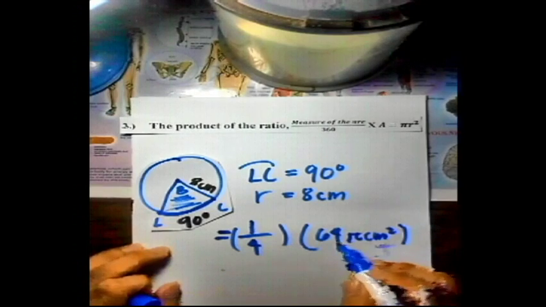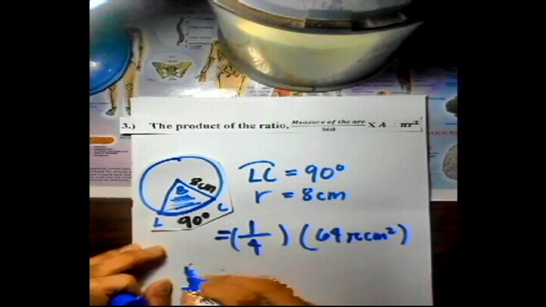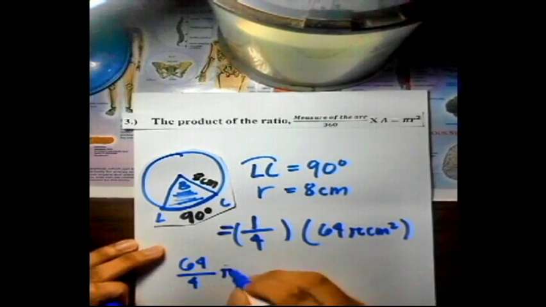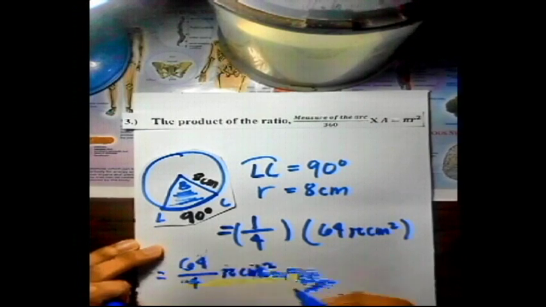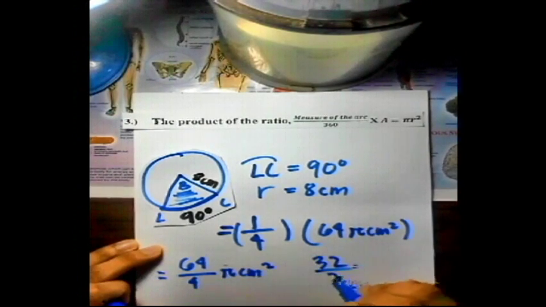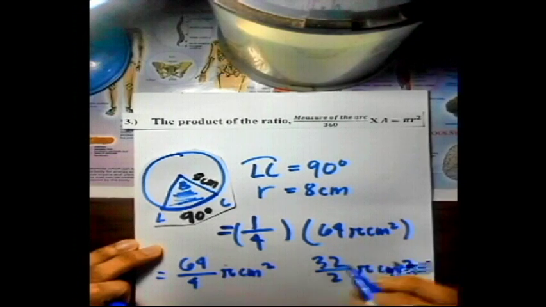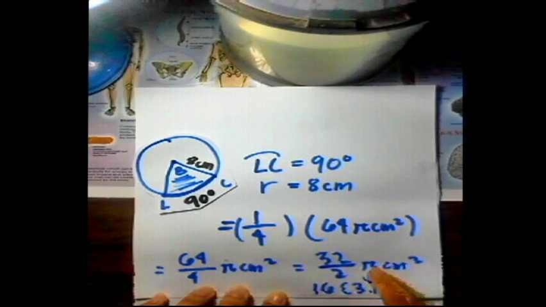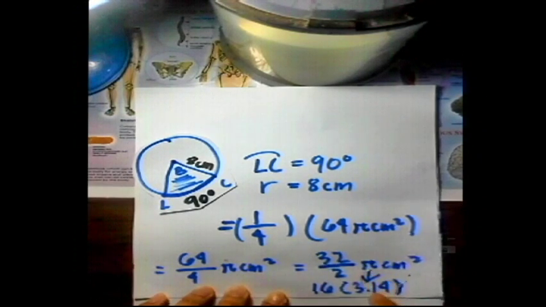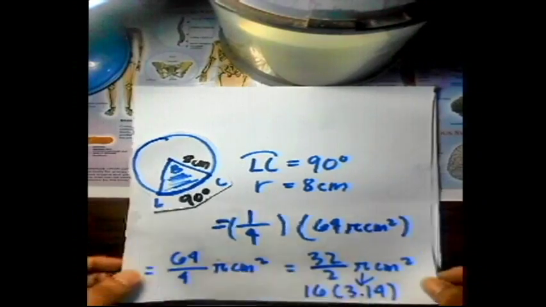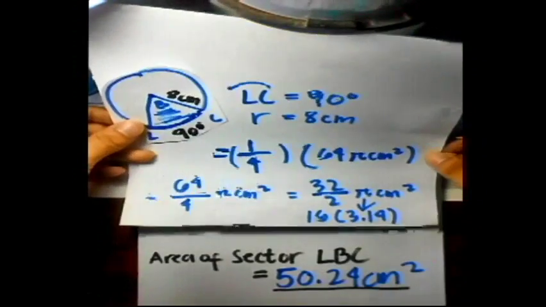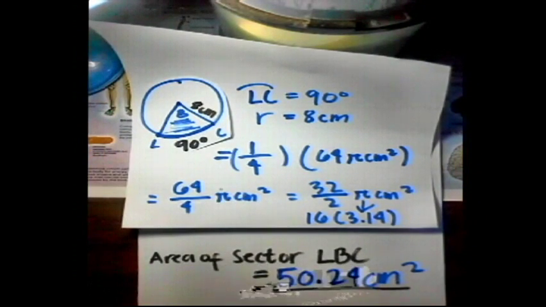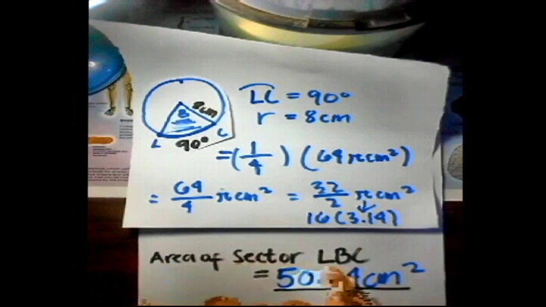1 divided by 4 times 64 pi centimeters squared, if multiplied, would be 64 divided by 4 pi centimeters squared. We will now reduce that, and we would get 16 pi centimeters squared. Multiplying 16 by 3.14, the value of our pi, we would end up with our answer: the area of sector LBC equals 50.24 centimeters squared. This is the area of sector LBC.